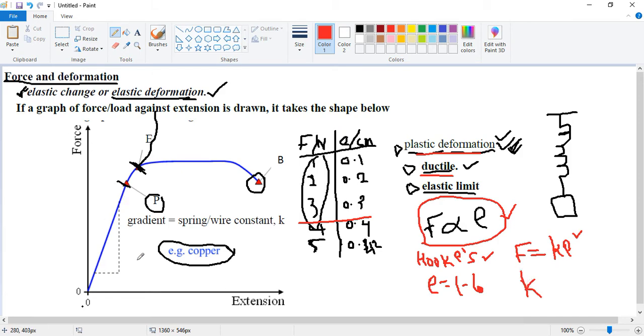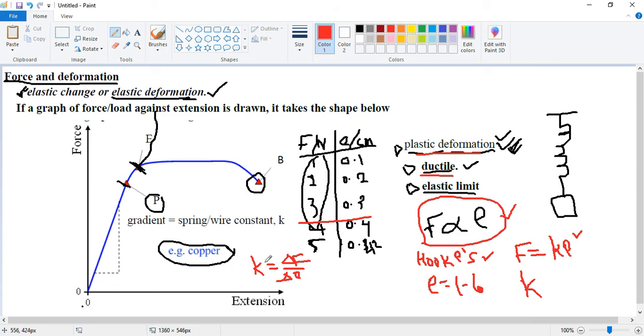From this graph here, because it is force against extension, it means the gradient of this graph will be the constant k. That is, from the graph you can see that the constant k is equal to change in f. I will use change in f for us who know mathematics. A change in f divided by a change in extension, delta E.